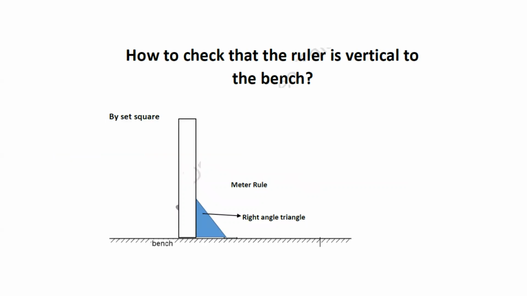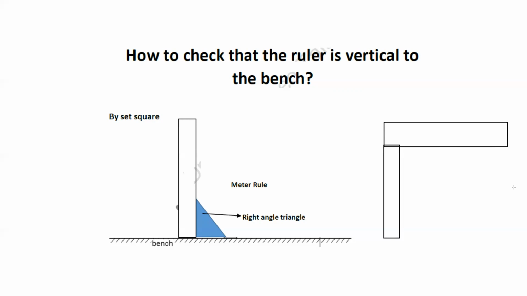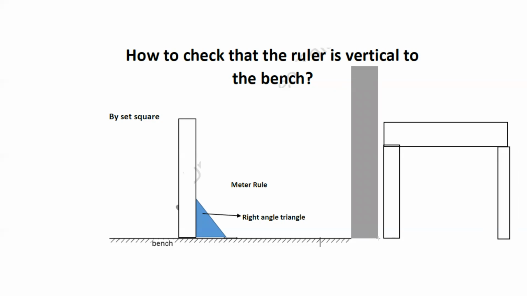When we are measuring the height, for example, if there is a bench and I'm measuring the height of the bench, or if I'm measuring a vertical height, I place a ruler next to this, a meter rule or a scale. Meter rule means 1 meter long. For example, this is a bench or a table.